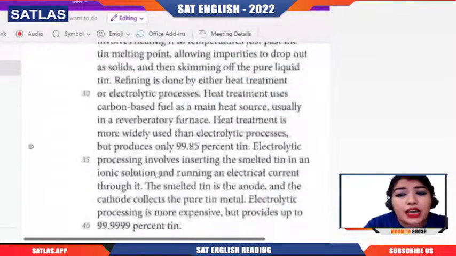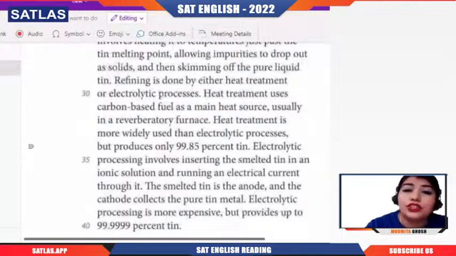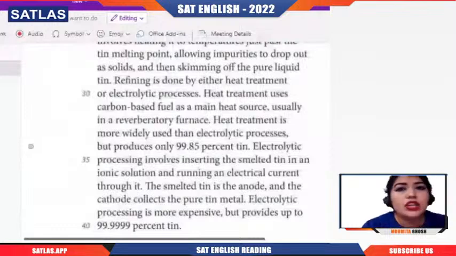Refining is done by either heat treatment or electrolytic process. So everyone knows what the electrolytic process is. In the electrolytic process, water is broken down with the help of some catalysis or with the help of electricity. Okay, so what is the formula of water?